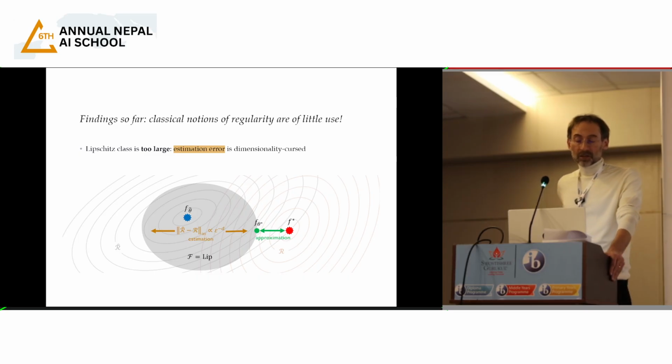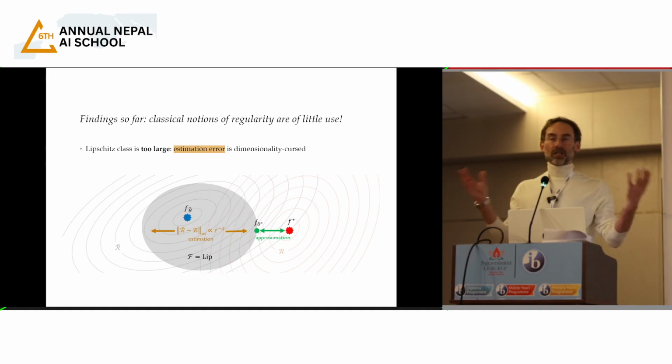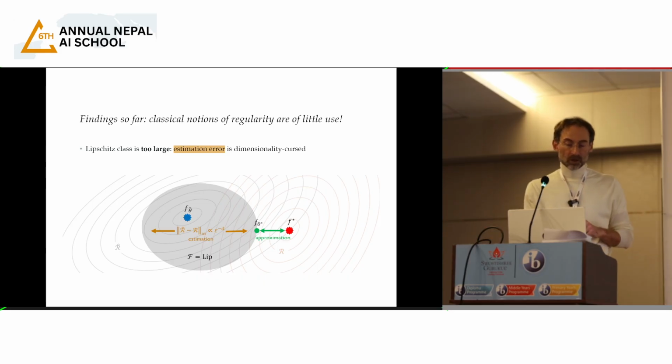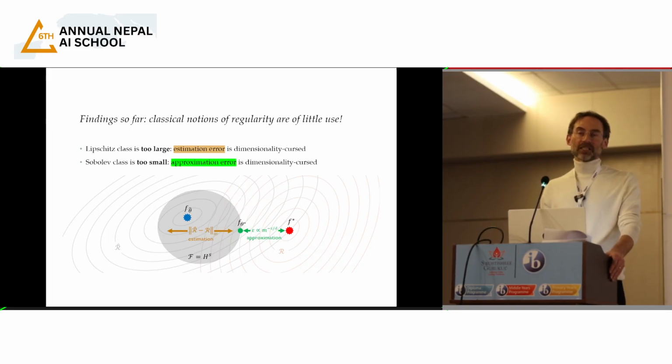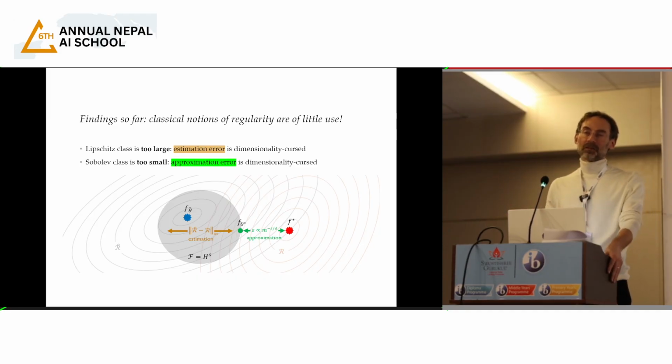We looked at another class of functions, the Sobolev class. The Sobolev class, on the other hand, is too small, so in this case the approximation error is dimensionality cursed. Again, we have a trade-off between the two: one is too large, another one is too small. So we need some other notion of regularity that will be able to address the curse of dimensionality and not be too restrictive. We want functions that still make sense in our problems, but can offer us salvation from the curse of dimensionality.